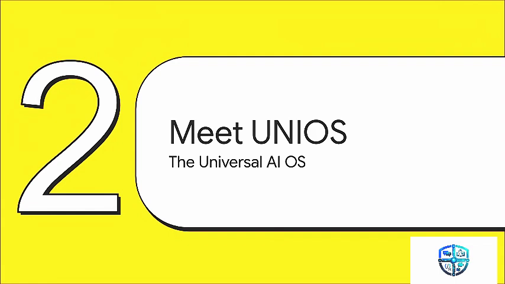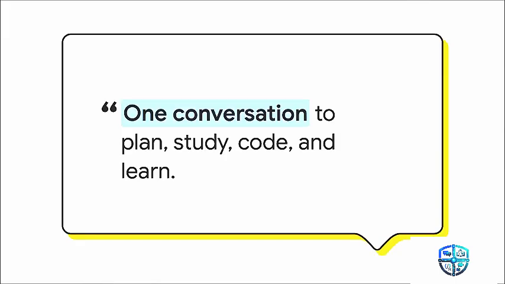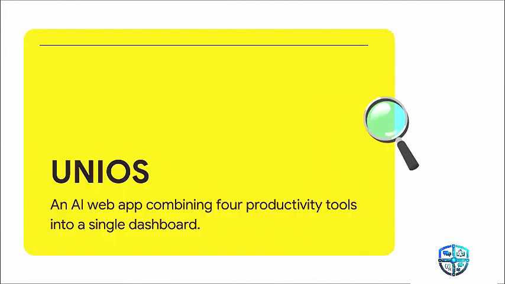Which brings us nicely to Section 2, Meet UNIOS. The core mantra of this platform perfectly captures what they're trying to do. They call it one conversation to plan, study, code, and learn. I absolutely love this because it signals a massive paradigm shift. They don't just want to build another tool. They want to move us away from that chaotic multi-window multitasking we're all so used to and push us toward a streamlined conversation-first experience. Instead of endlessly clicking through menus and dragging windows around, you literally just talk to the system.